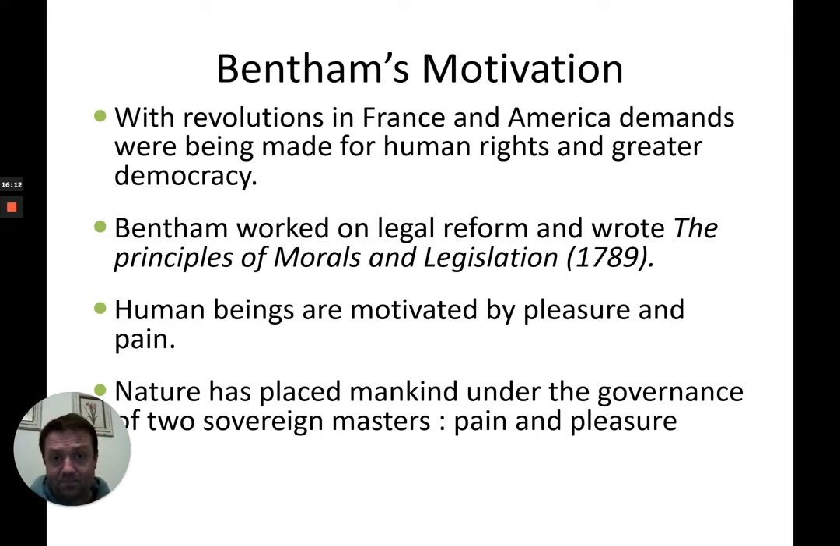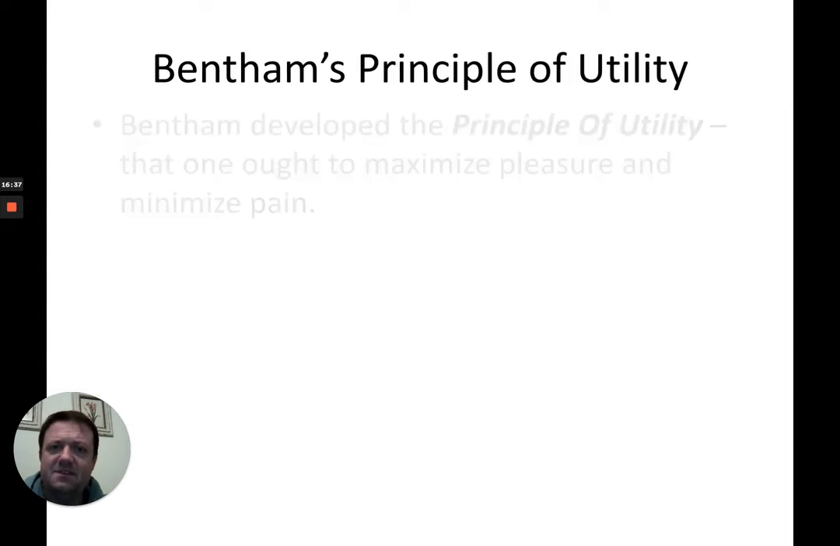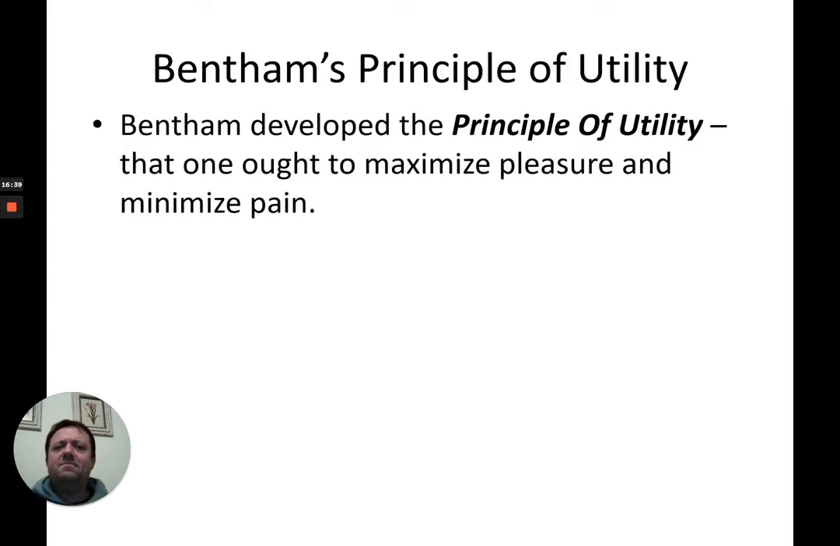All right, so it was obvious to him that women's suffrage was the morally right thing to do, to give women the vote, because then 100% of the adult population were able to vote, as opposed to just 50%. Okay, and that would then create greater happiness. All right. So Bentham developed this principle of utility that you ought to maximize pleasure and minimize pain.